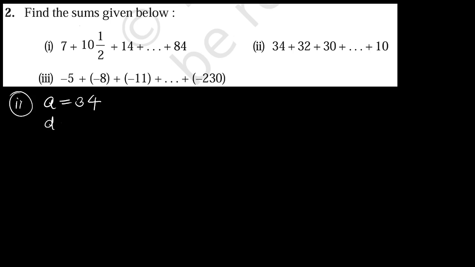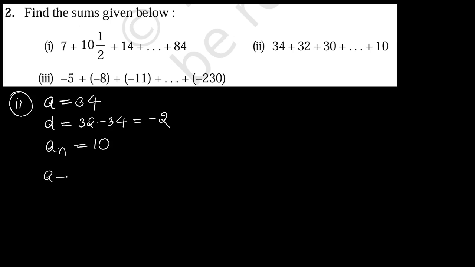The common difference we can find: second minus first is the common difference. 32 minus 34, that is minus 2. n is necessary for finding the sum. Number of terms we don't know. The last term is given, which is 10. The last term is also called the nth term. The nth term is given as 10. Can I find n? Yes.